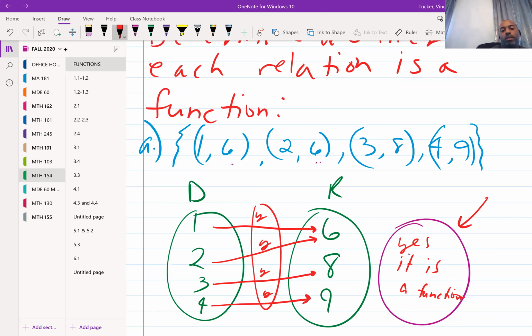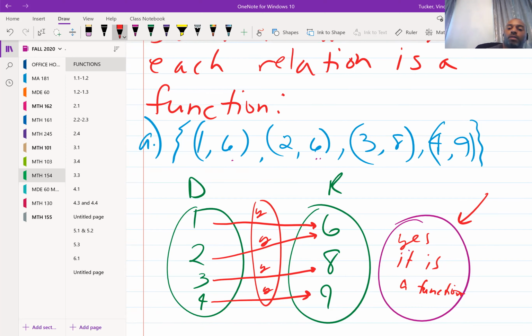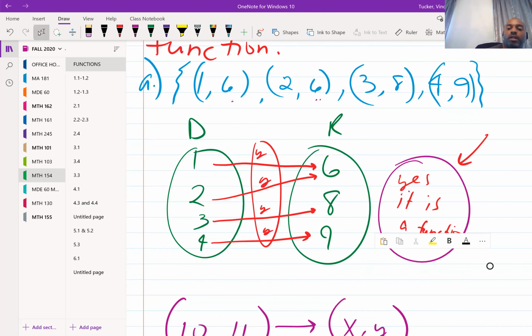All right, questions on that one before we look at the next one? So you just evaluate and look at each one of the elements in your domain individually and say, does that one element go to just one element in the range? All right, anybody still copying that?